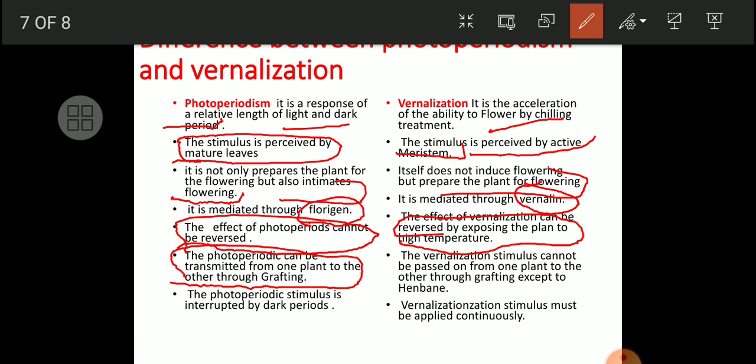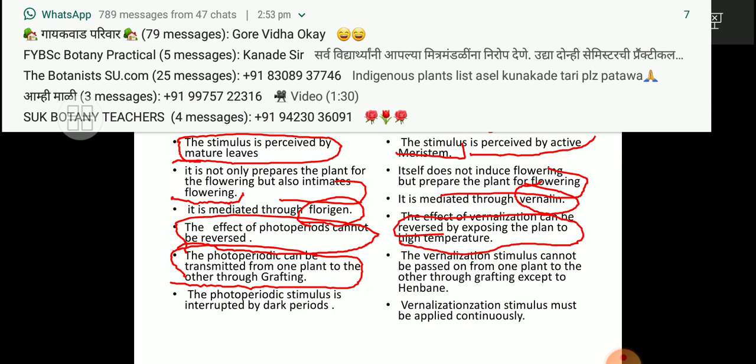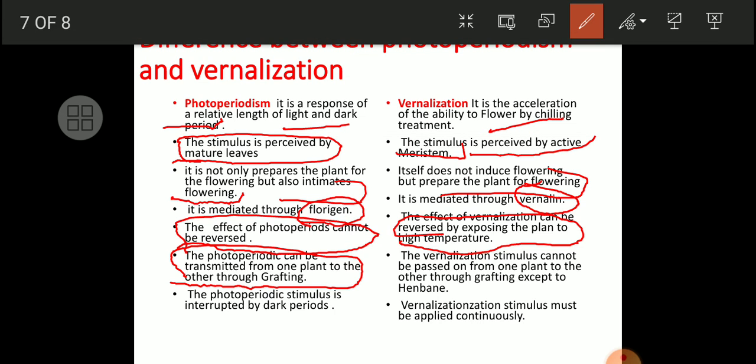But suppose some part of the plant in the long day condition is grafted onto the plant in the short day condition. Although that plant is present in a short day condition, since it is grafted with the plant part taken from the long day condition, flowering is also possible, isn't it? But vernalization cannot be transmitted from one plant to another plant by grafting, except in one example, that of Hyoscyamus (henbane).